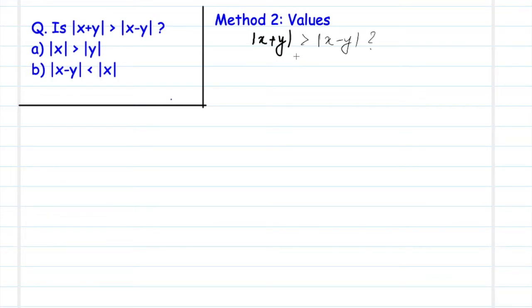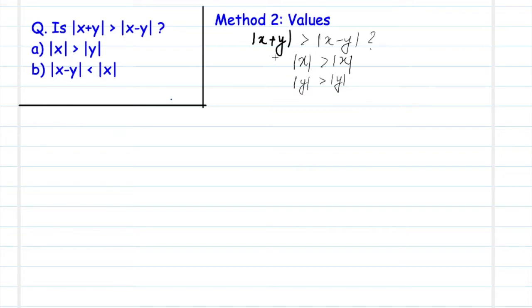What would the question become? Let's say y is zero. The question would become, is mod x greater than mod x, right? Kind of an absurd question. Same thing, if x were 0, then the question would become, is mod y greater than mod y? Again, absurd. So let's keep 0 aside. I don't think it will matter much for this particular question, right?